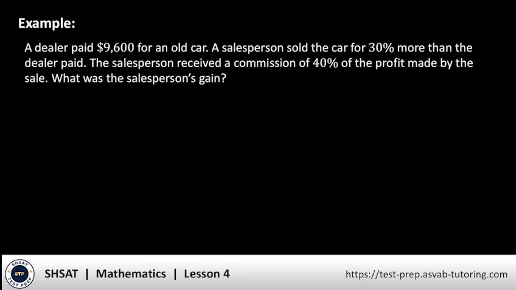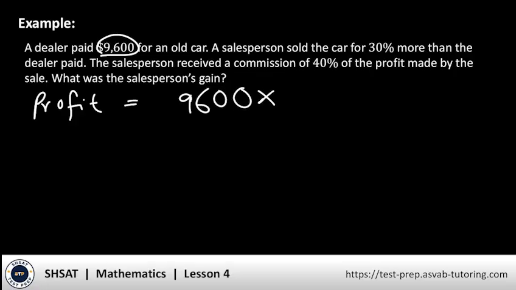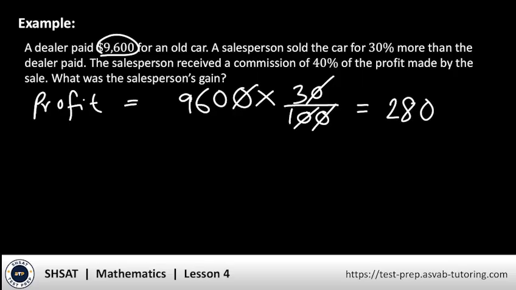So first of all, I would need to know the profit that is made by the sale, okay? So what is the amount of profit? First of all, how much was it? It was $9,600 to begin with. On top of the $9,600, he sold it for 30% more than the dealer paid. So if I do 30% of $9,600, I'm going to get the profit, right? Let's now simplify, get rid of the zeros. So 96 times 3 is going to be 280. With an extra 0 is going to be 2,000.